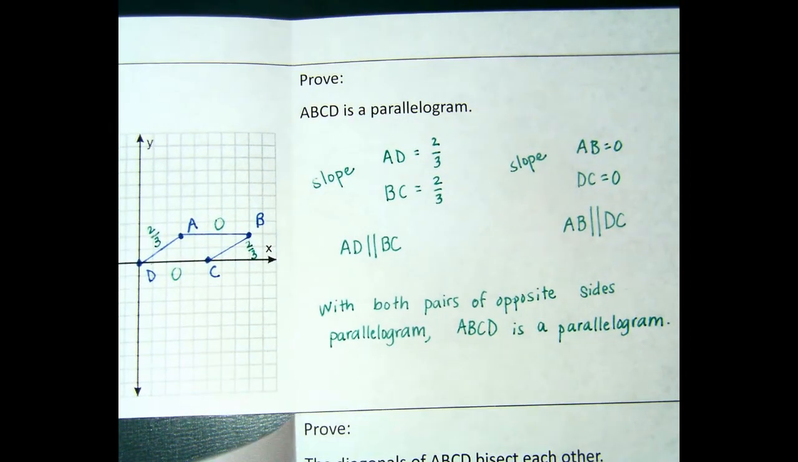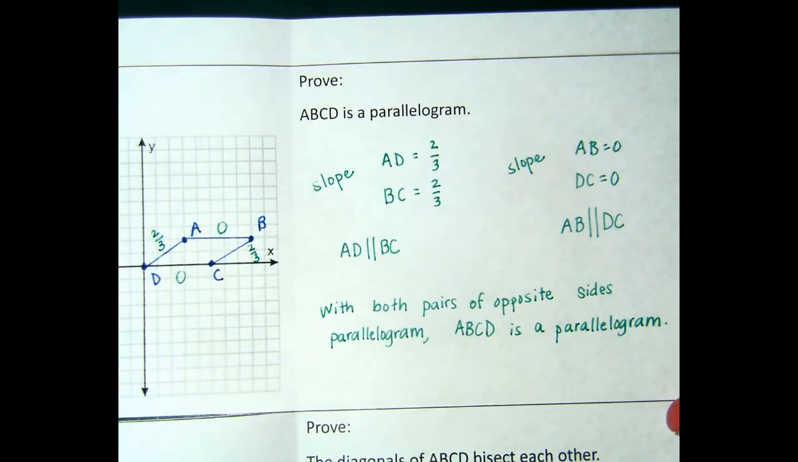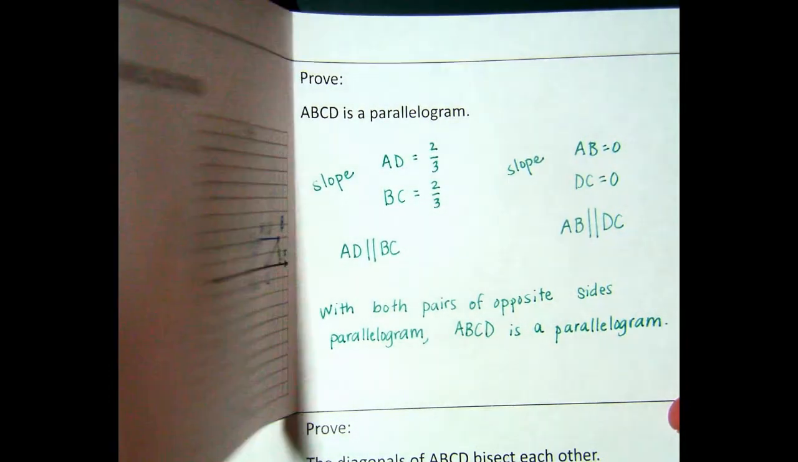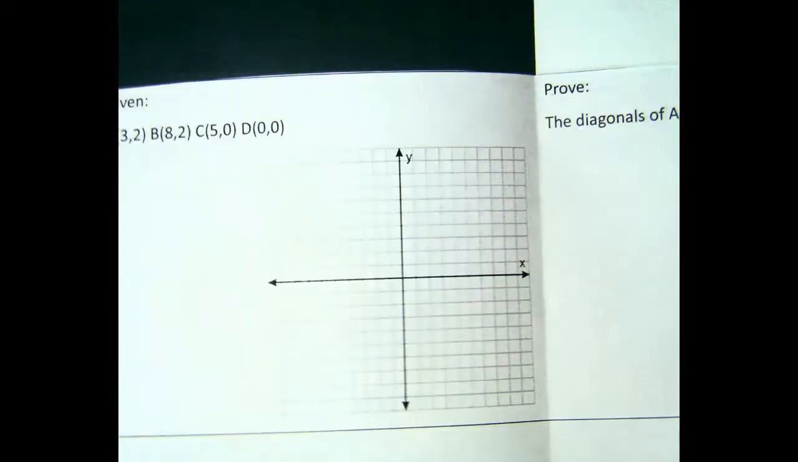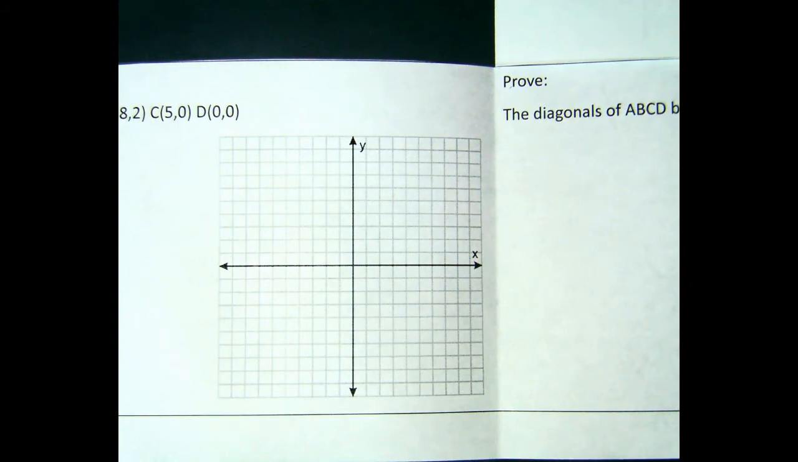Let's look at what example 2 says. In example 2, we are again given a figure. It is actually the exact same figure, but we're going to graph it again. And it says, prove that the diagonals of ABCD bisect each other. Now, if you remember, bisect means it's cut in half, or also that the pieces where the intersection point is would be the same distance. So we're going to go ahead and graph this again so that we have the same figure.